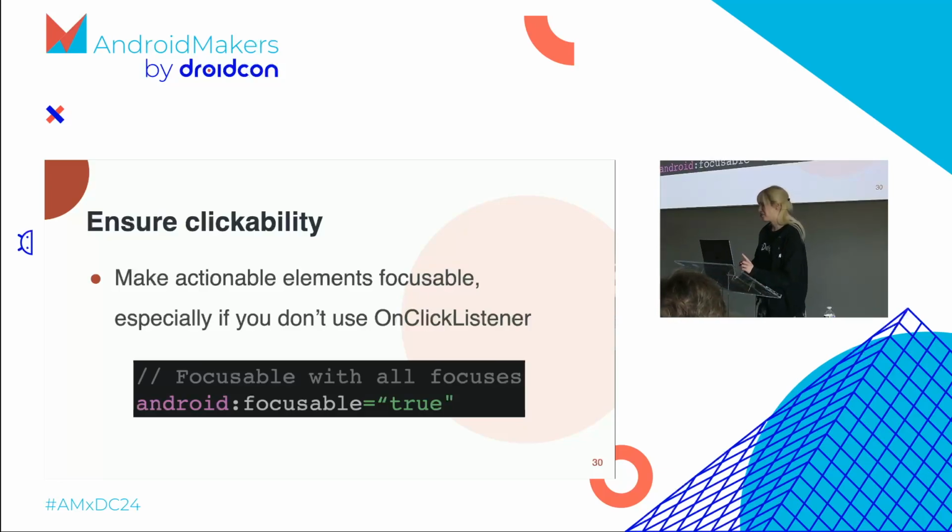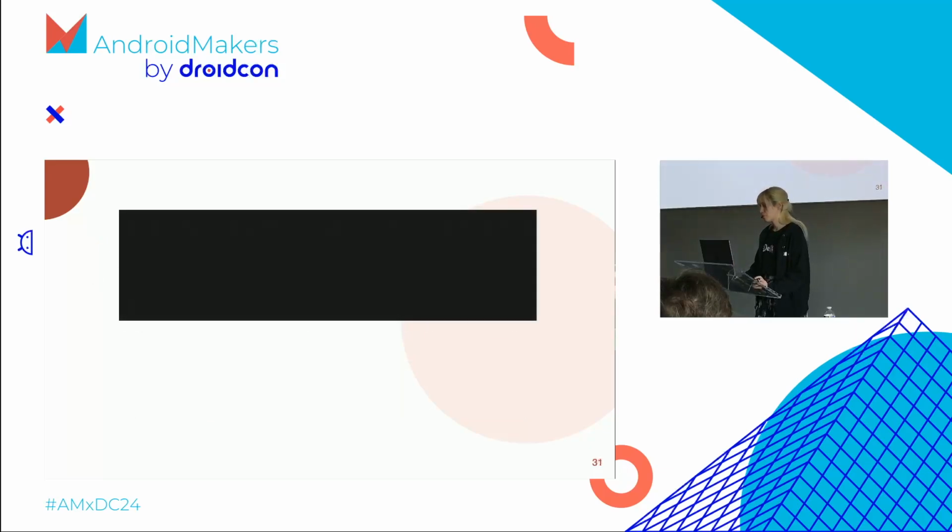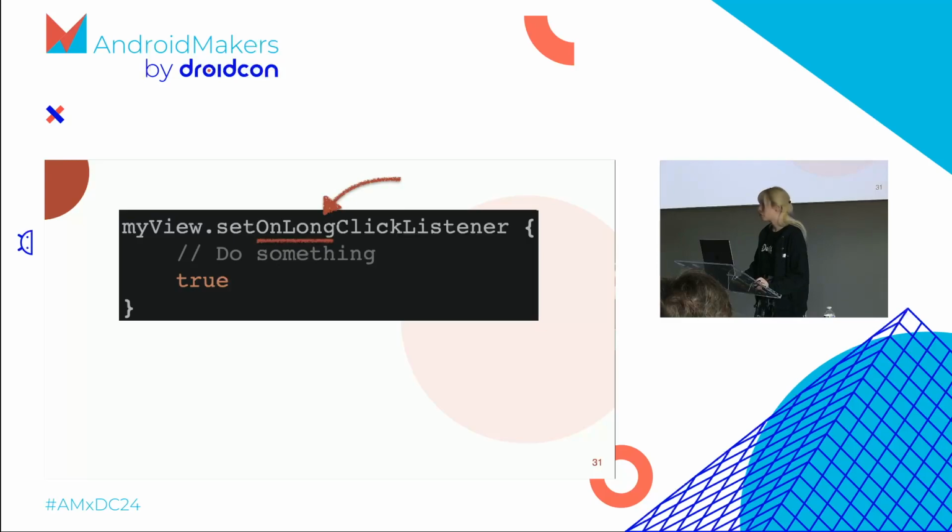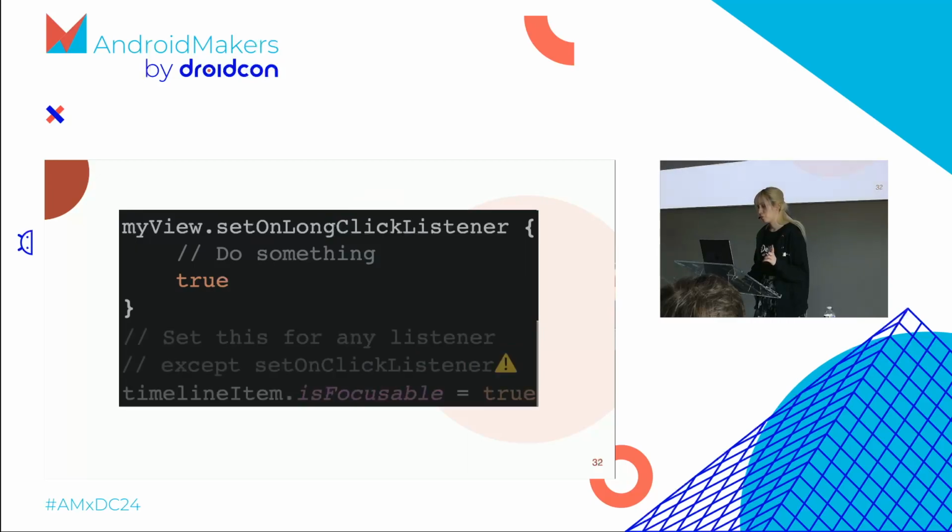And I'm saying you might need to handle that because if you use the normal set on-click listener, in most cases you should be fine. But the problem is with the other event listeners. So for example, this one. I'm setting a long click listener. And by looking at the name, it includes a click listener. You might think it's safe. But with this code, the user can't even reach the view. So make sure that you put the isFocusable attribute on that view if you're not using the usual set on click listener.